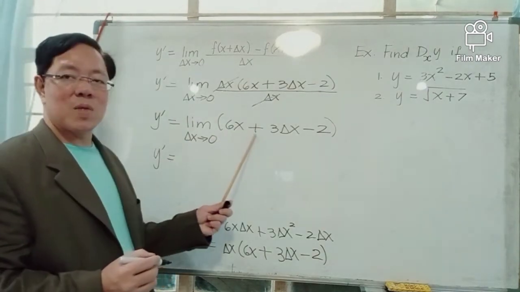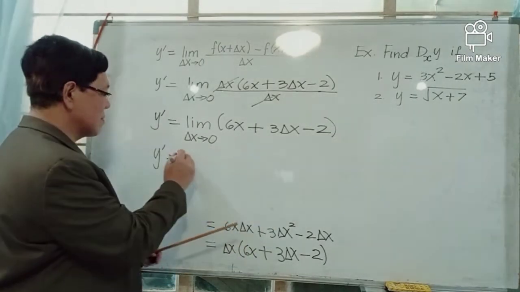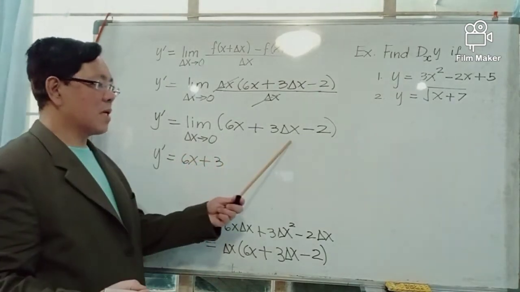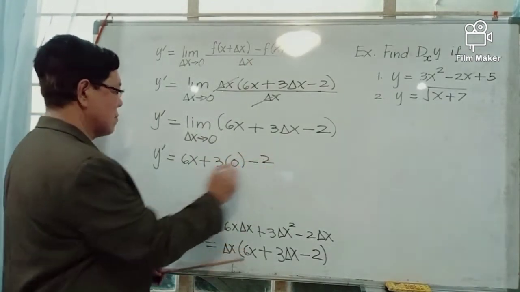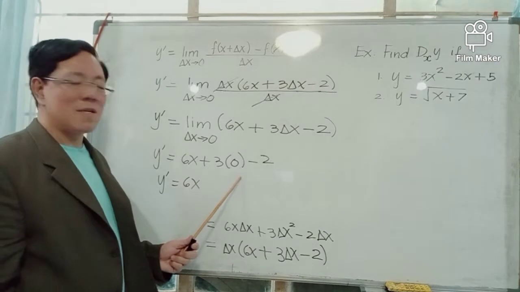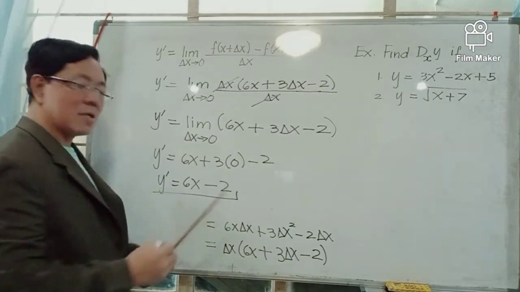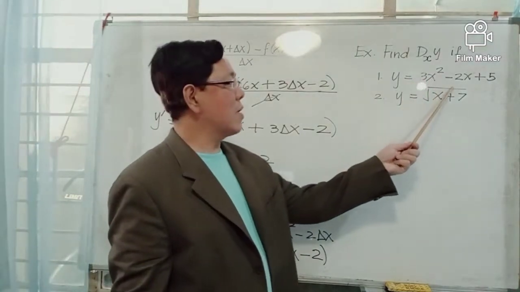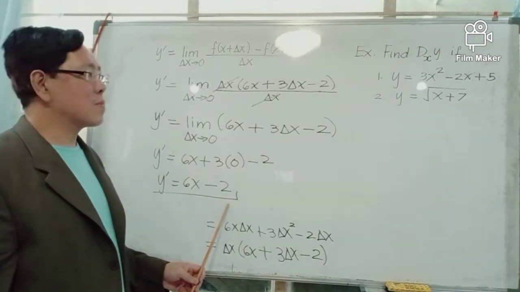Hence, the limit of 6x plus 3 delta x minus 2 as delta x approaches 0 equals 6x plus 3, replace delta x with 0, we multiply by 0, minus 2. Which simplifies to 6x. 3 by 0 is 0, minus 2 is minus 2. And this is the derivative of 3x squared minus 2x plus 5. Its derivative is 6x minus 2.